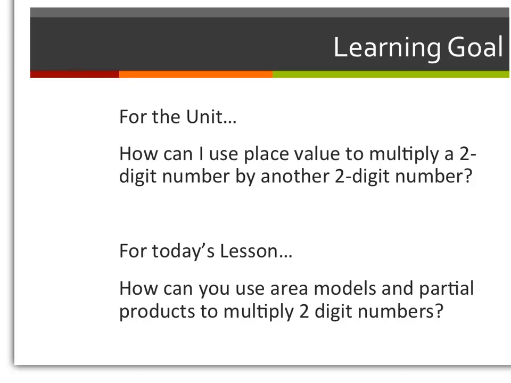Our learning goal for this unit is still how can I use place value to multiply a two-digit number by another two-digit number. So far we've looked at multiplying by tens and estimating our products. Today we're going to look at finding exact answers using area models and partial products. So we're going to see how can you use area models and partial products to multiply two-digit numbers.